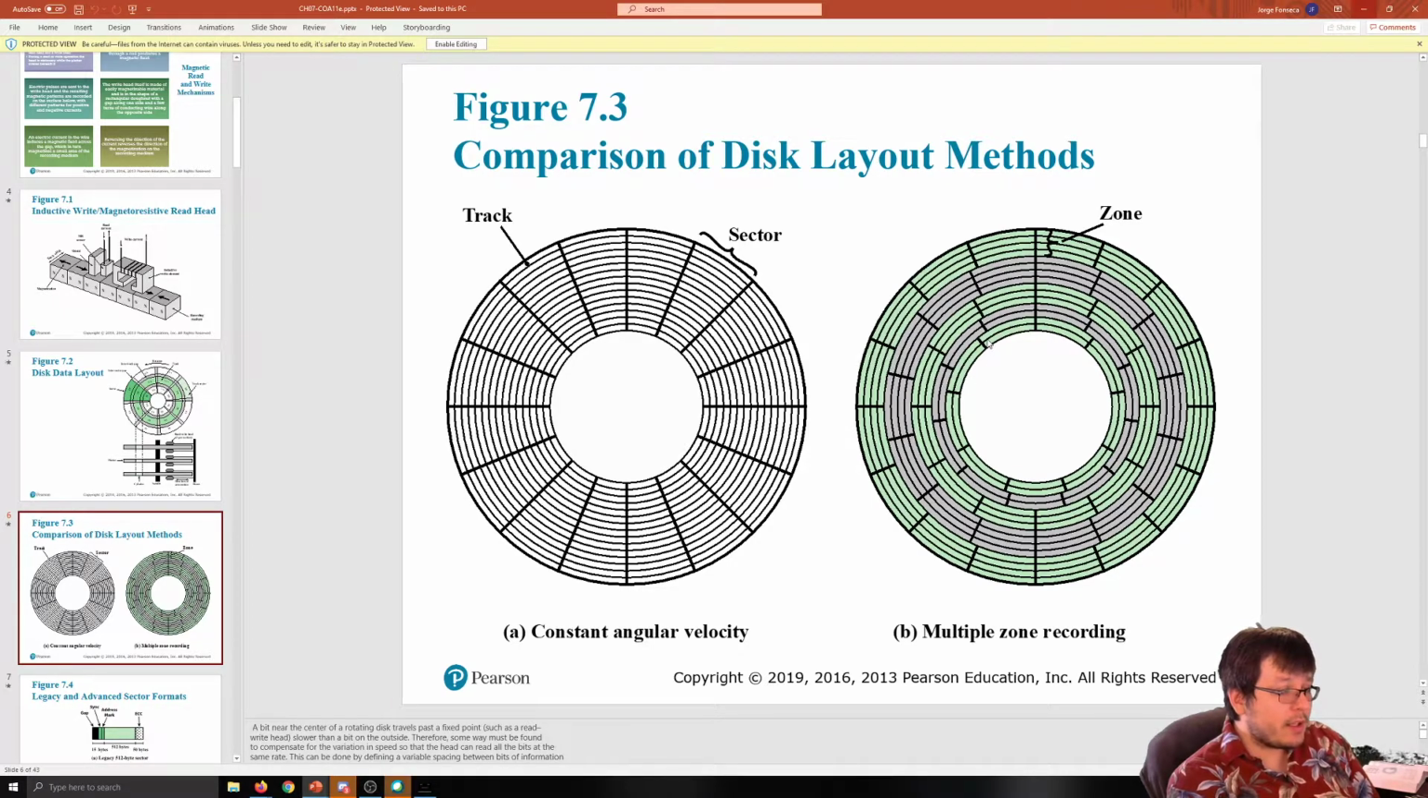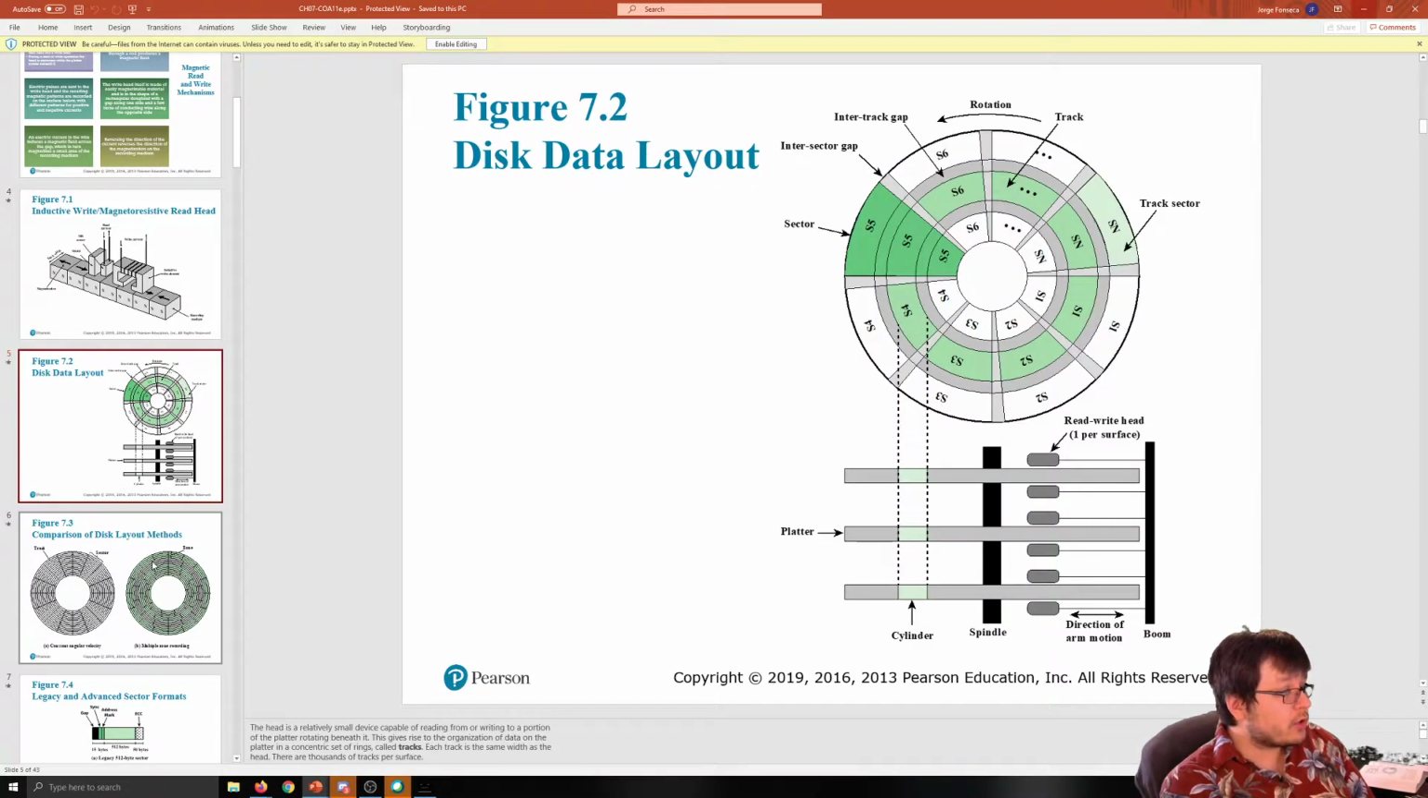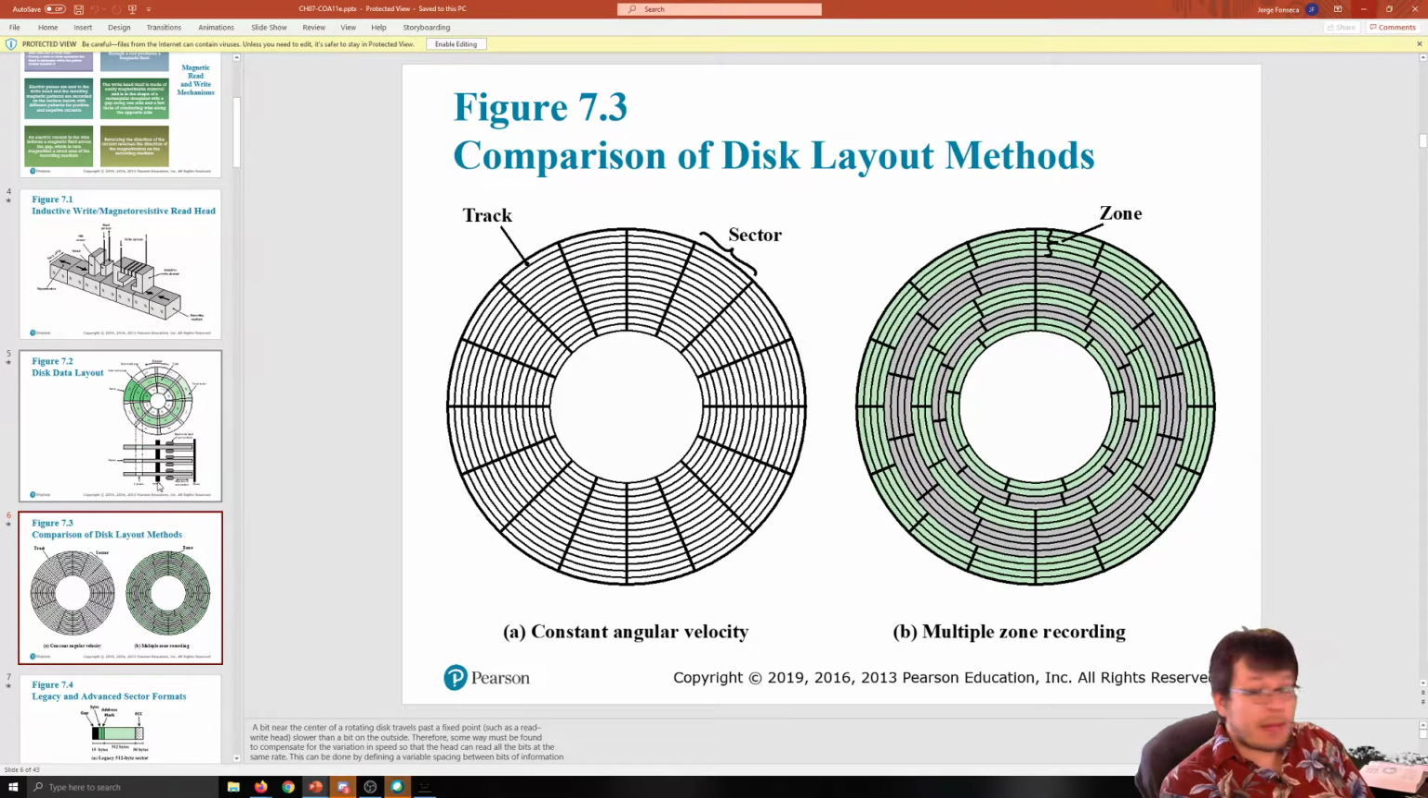Now in this one, things aren't exactly lined up, as you can see. Here inside we have 1, 2, 3, 4, 5, 6, 7, 8, 9 tracks, and outside we have 1, 2, 3, 4, 5, 6, 7, 8, 9, 10, 11, 12, 13, 14. Pretty much a lot more tracks, right? So those are 2 completely different ways of having the information stored. So let's talk about why they're different.